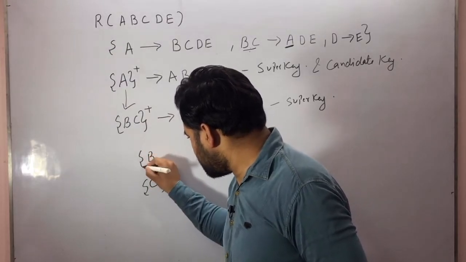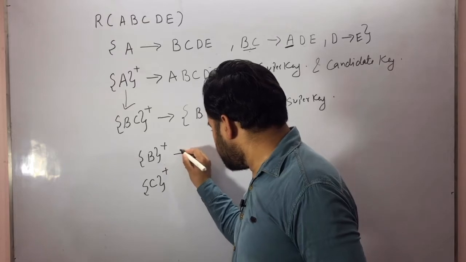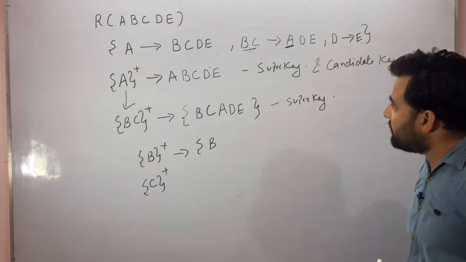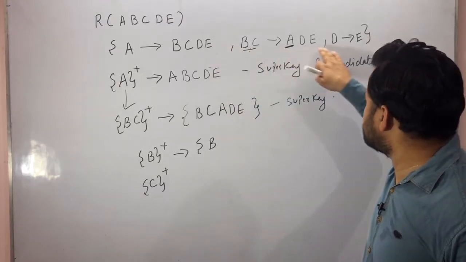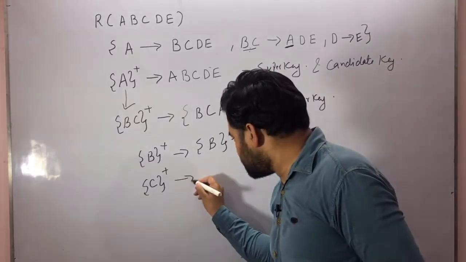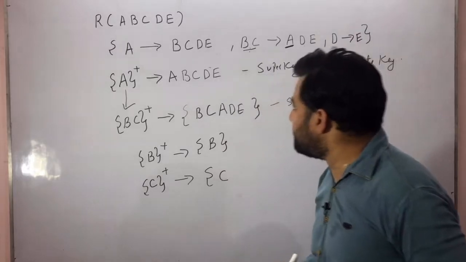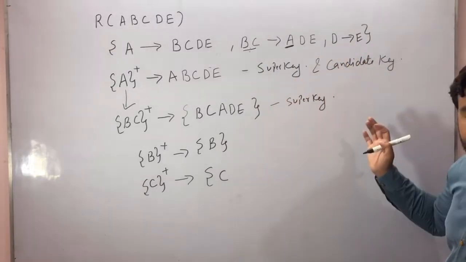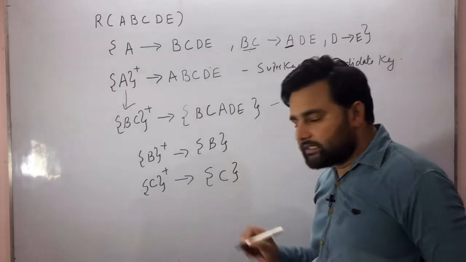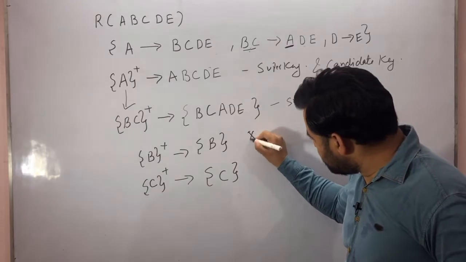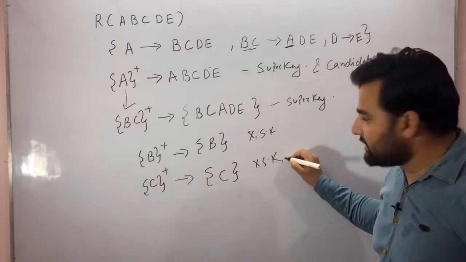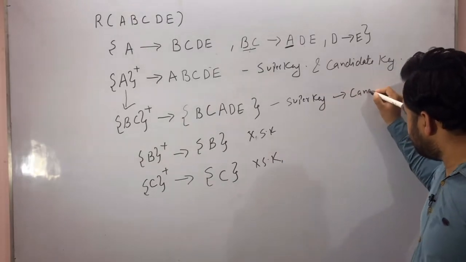Let's take the closure of B and of C. What is the closure of B? Obviously B will be here, and from B, am I going anywhere else? I'm not going anywhere else. So the closure of B is B only. Let's find out the closure of C. I will get C obviously, and from C I am not going anywhere else. So the closure of C is C only. So this is not a super key, and this is also not a super key. So what is the meaning? BC is a candidate key.